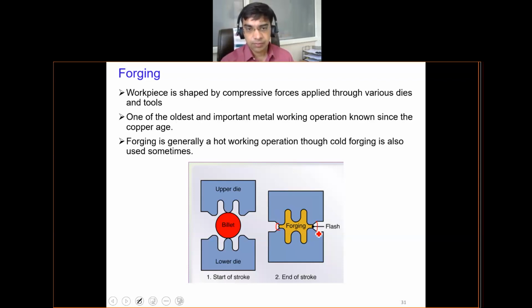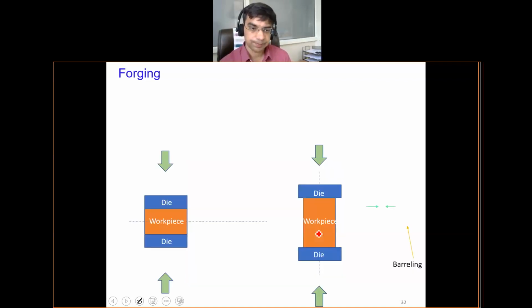Forging is also done under both conditions, that is under cold working or under hot working. But generally forging is more popular with hot working, because in cold forging the values of applied force may be too high. So generally the hot working regime is more popular with the forging process.